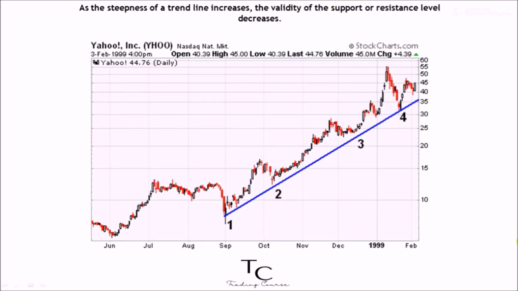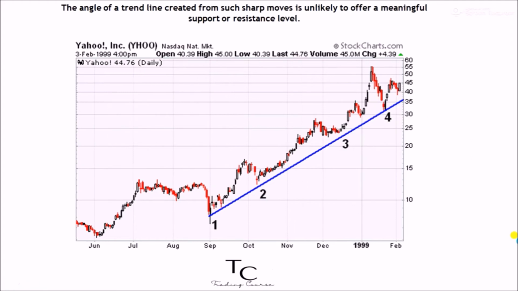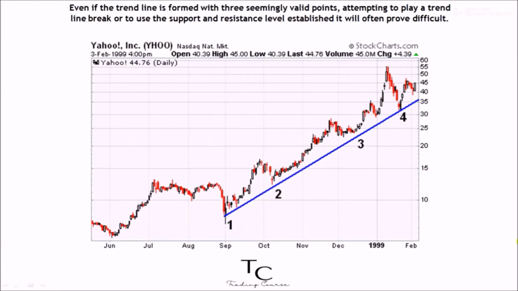As the steepness of a trend line increases, the validity of the support or resistance level decreases. A steep trend line results from a sharp advance or decline over a brief period of time. The angle of a trend line created from such sharp moves is unlikely to offer a meaningful support or resistance level, even if the trend line is formed with 3 seemingly valid points. Attempting to play a trend line break, or to use the support and resistance level established, will often prove difficult.